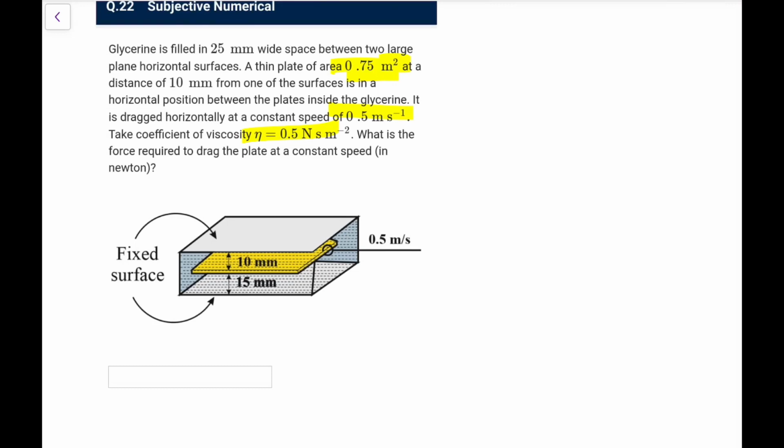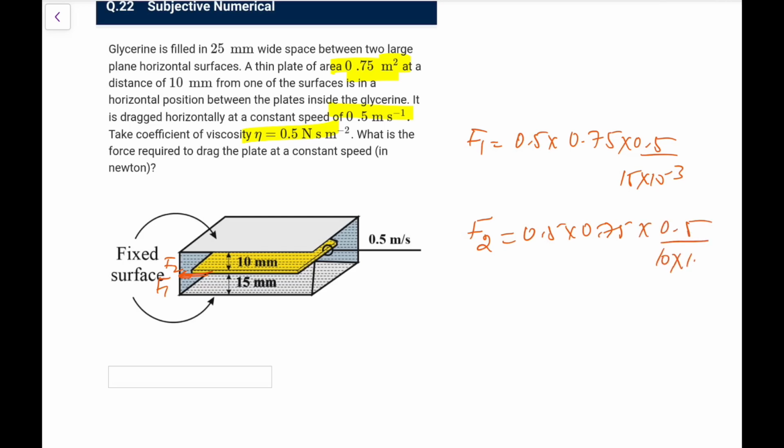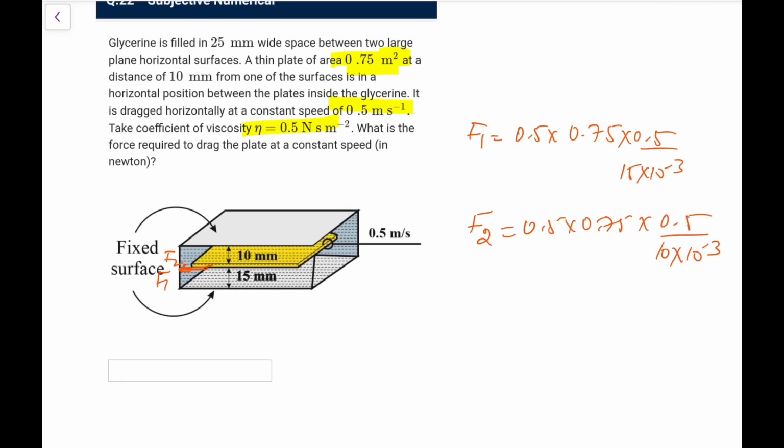Here friction will be acting from two sides, this and this. Let the lower one be F1 and the upper one be F2. F1 would be eta times A times dv by dy, that is eta into 0.75 into 0.5 upon 15 into 10 raised to power minus 3. Similarly, F2 would be eta into 0.75 into 0.5 upon 10 into 10 raised to power minus 3. That gives the force required.